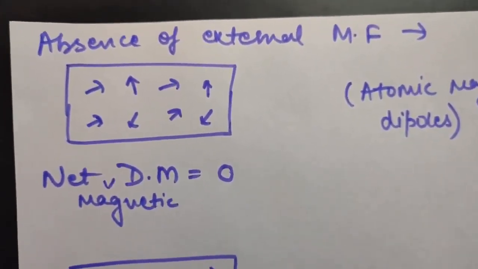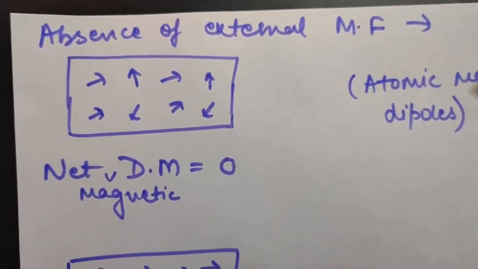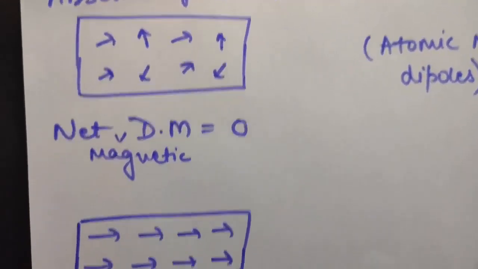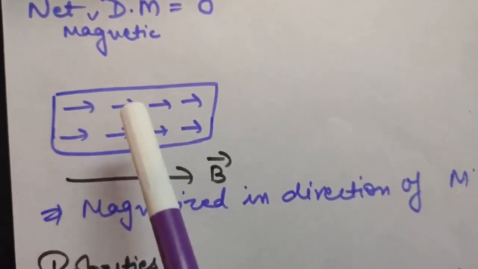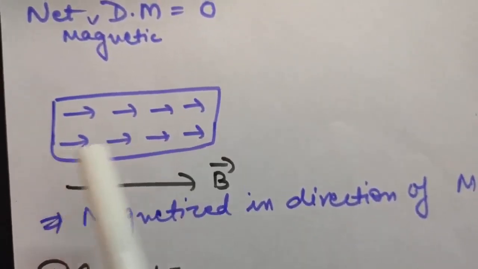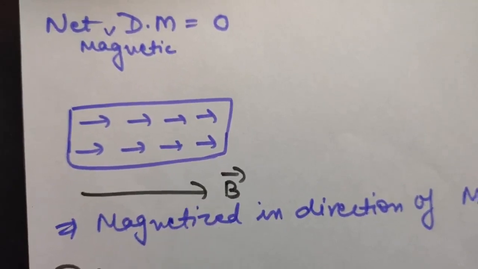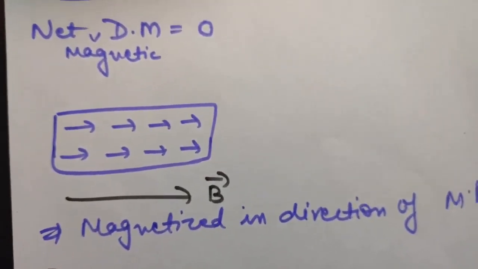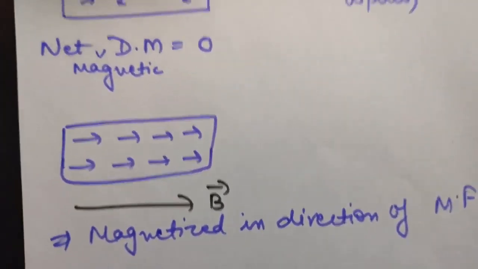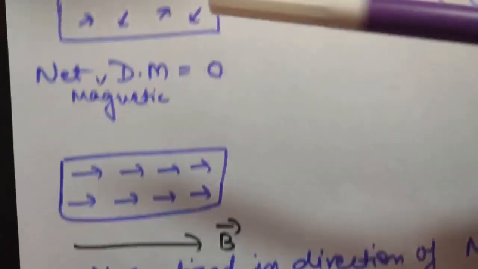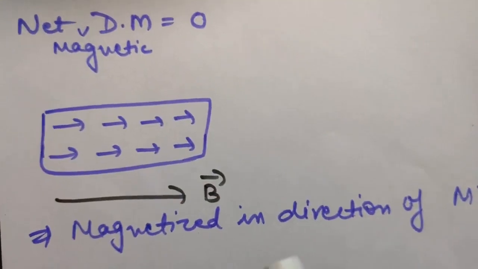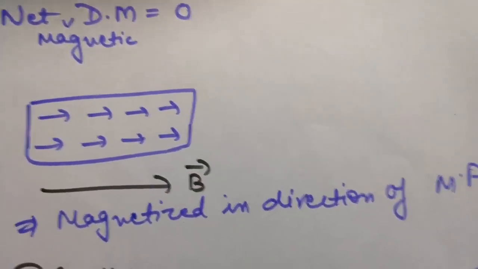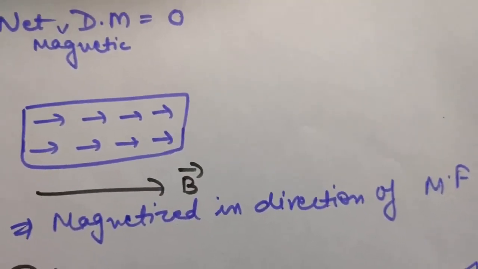Okay, so now if I put this specimen of paramagnetic substance in the direction of magnetic field, what happens? All those atomic dipole moments will get aligned in the direction of magnetic field. So we can say now we have got some magnetization in the direction of magnetic field, because in the earlier case the net was coming to be 0, but in this case we will have some net value obviously. So now these paramagnetic substances are magnetized in the direction of magnetic field.